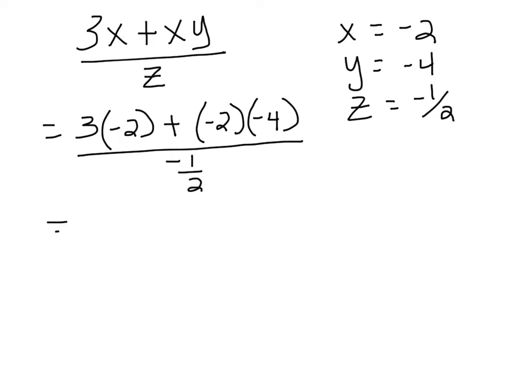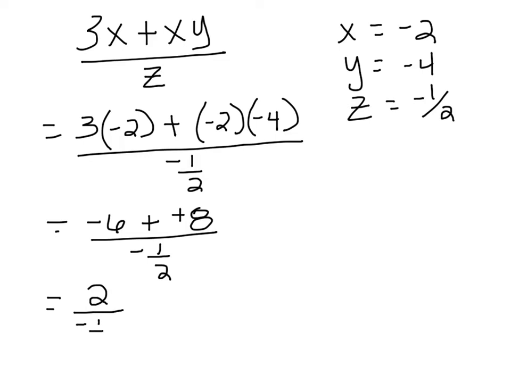And my next step says do all my multiplication in my numerator. 3 times negative 2 is negative 6, plus a negative 2 times a negative 4 is a negative 8, divided by a negative a half. And a negative 6 plus a, oh, I messed up, that should be a positive 8. A negative 6 plus a positive 8 is really a positive 2 divided by a negative half.